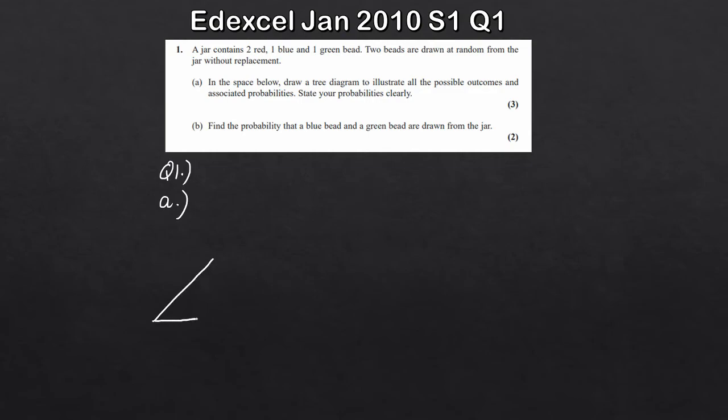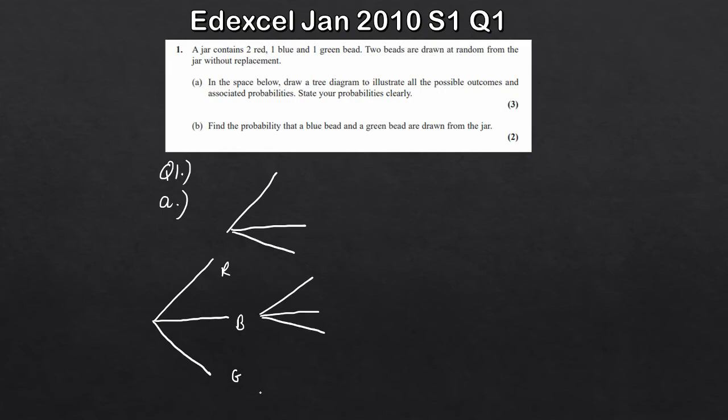We're actually going to have 3 branches now, because we either have red, blue, or green, like so. But then we draw another bead, so we have another 3 branches off each one. So this is where I struggle for room. It's not particularly easy. Okay, that might do. Let's give it a go.